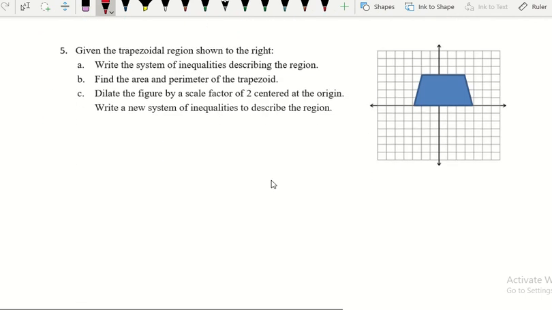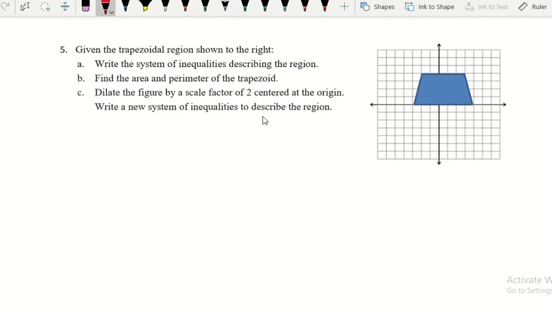Okay, so extra credit if you want to try number 5. And you don't have to worry about doing letter C if this is on here. Okay, so don't worry about doing that. Just A and B for extra credit.